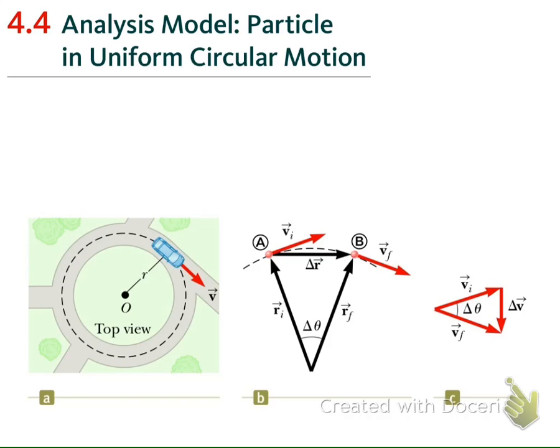Okay, so we have that the speed is a constant, okay, for uniform circular motion.